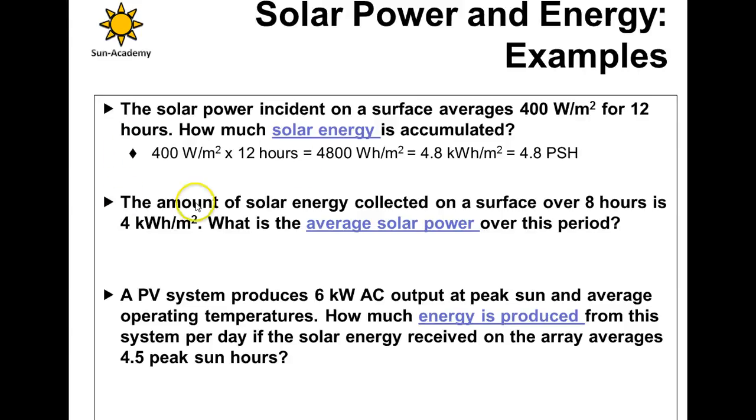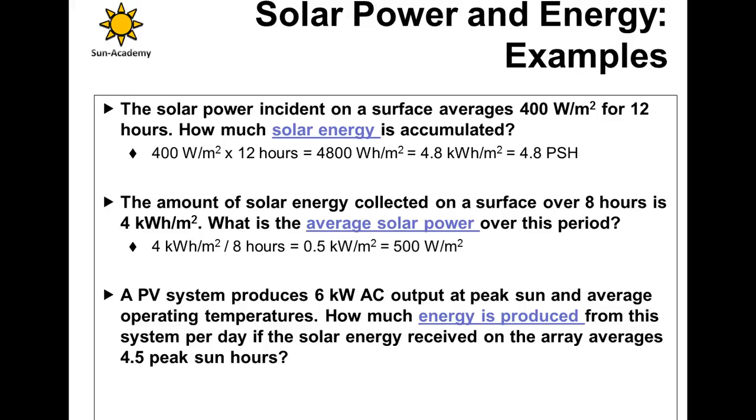Question 2. The amount of solar energy collected on a surface over 8 hours is 4 kilowatt hours per meter squared. What is the average solar power over the period? This is the reverse of number 1. Four kilowatt hours per meter squared divided by 8 hours equals 0.5 kilowatts per meter squared, or 500 watts per meter squared.